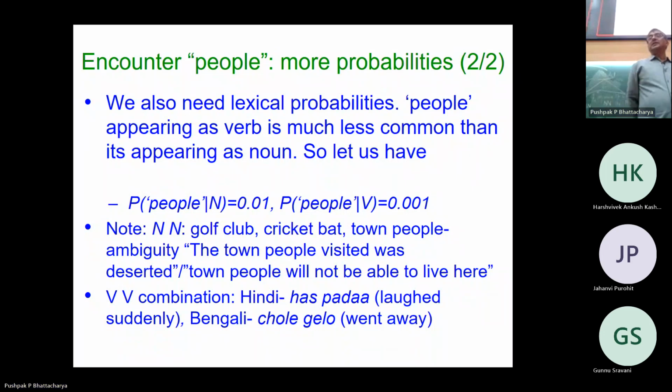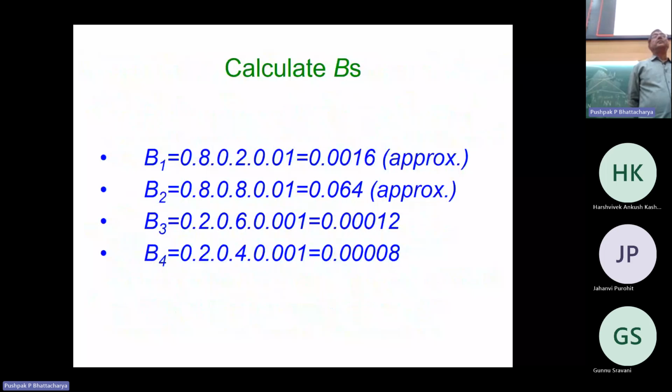Okay, let's proceed. So now we calculate the B's. These were calculated as 0.8 into 0.2 into 0.01, which is 0.0016. You can verify this from the slides later. Let me go through the calculations. B2 is 0.8 into 0.8 into 0.01, which is 0.064. B3 is 0.2 into 0.6 into 0.001, which is 0.00012. B4 is 0.2 into 0.4 into 0.001, which is 0.00008. Okay, so this is the set of probability values I obtained based on the parameters.